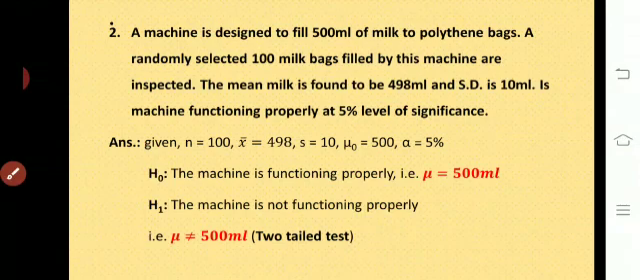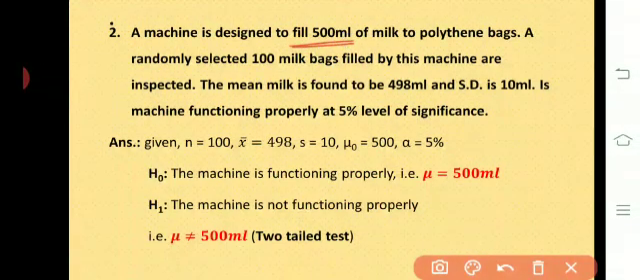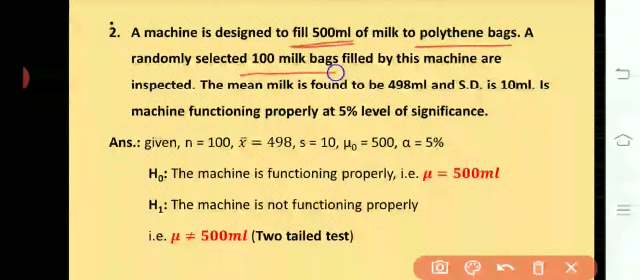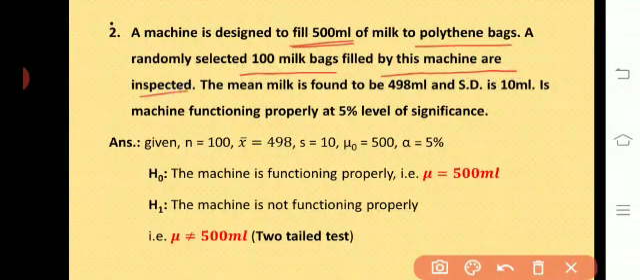Now let's move to the next question. Second question. A machine is designed to fill 500 ml of milk to polythene bags. A randomly selected 100 milk bags filled by this machine are inspected. The mean milk is found to be 498 ml and standard deviation is 10 ml. Is the machine functioning properly at 5% level of significance?